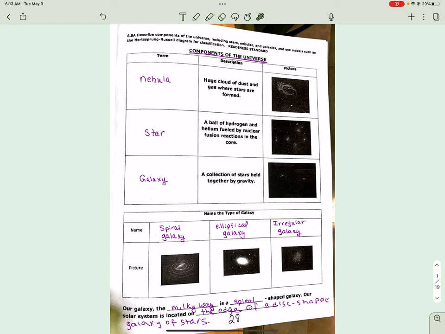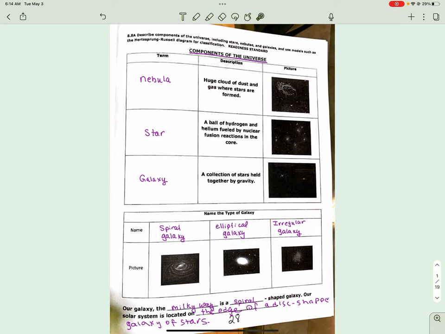Here's the example. Again, a star is a ball of hydrogen and helium fueled by nuclear fusion reactions in the core. A galaxy, what is a galaxy? Well, we said a star is a ball of hydrogen and helium. So galaxies are made up of a collection of hydrogen and helium balls, which are stars. So then we have a collection of stars held together by gravity.